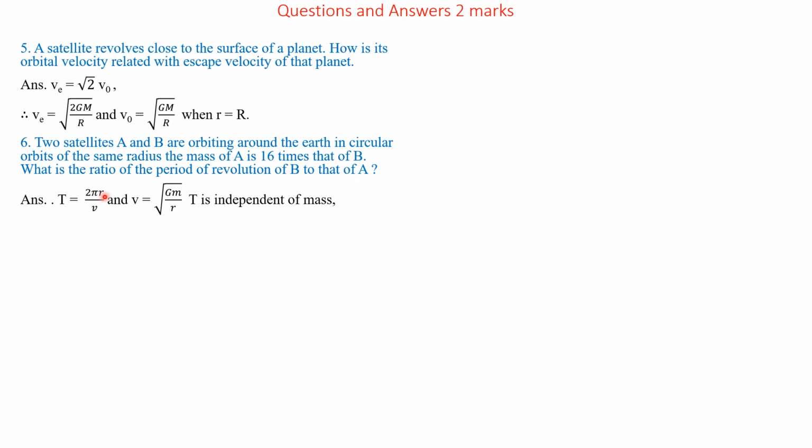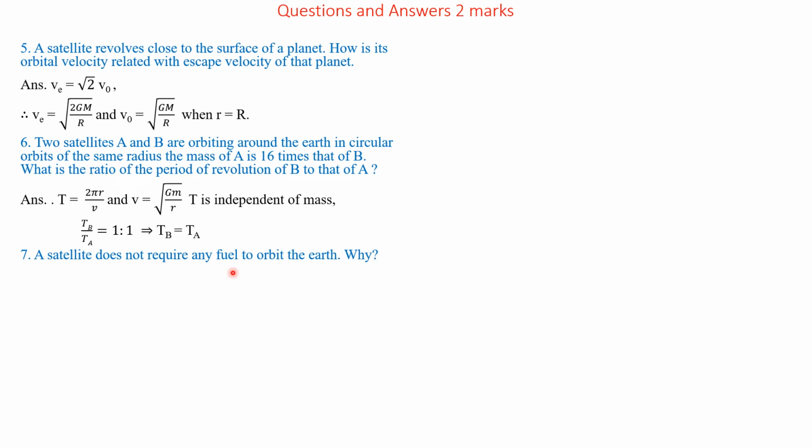Answer. T is equal to 2 pi r over V, where 2 pi r is the distance traveled and V is the velocity. So T is the time period. Therefore, V is equal to square root of G into M by R, and T is independent of the mass. So whatever the mass, T does not change. Therefore, the ratio TB by TA is 1:1. That is, TB is equal to TA, because radius is same.